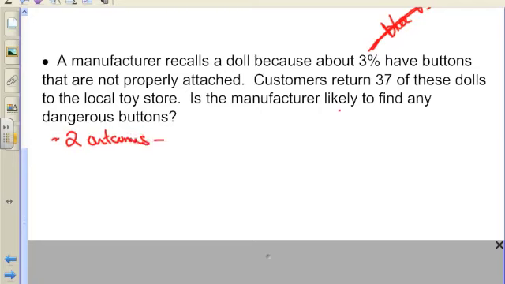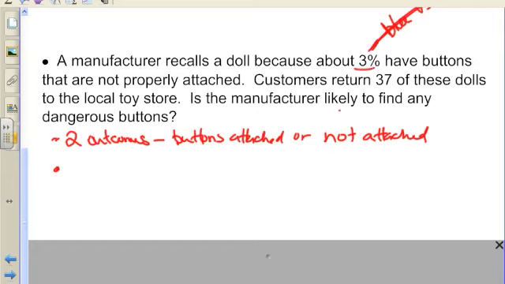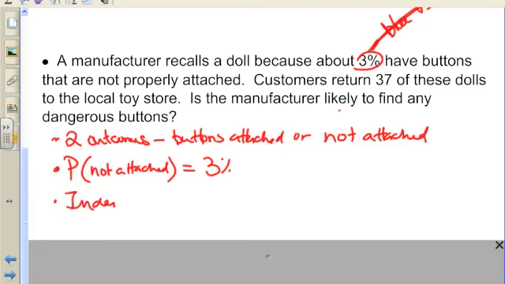Well, I believe we do. There are either buttons attached, or we have buttons not attached. Those are 2 outcomes. Okay. The probability of success, or whatever it is we're looking for, needs to stay the same. Well, it says about 3% have buttons that are not attached. So the probability that the buttons are not attached, that's what we're looking for. I don't know that I'd call that a success, but it's what we're looking for. It's 3%. Okay, so that's fixed. There's like a 3% chance for every doll we pick up. And independent.